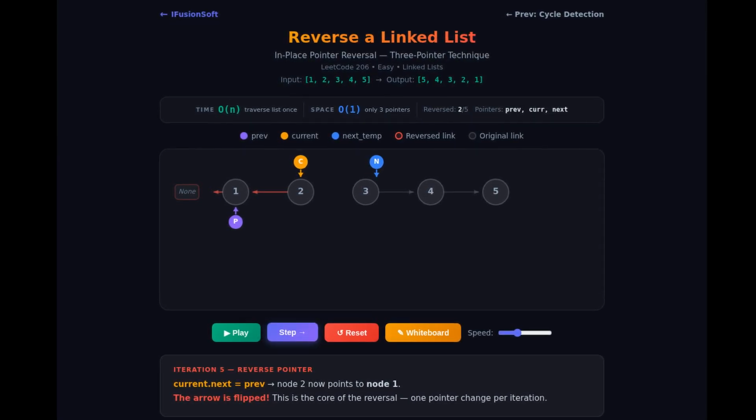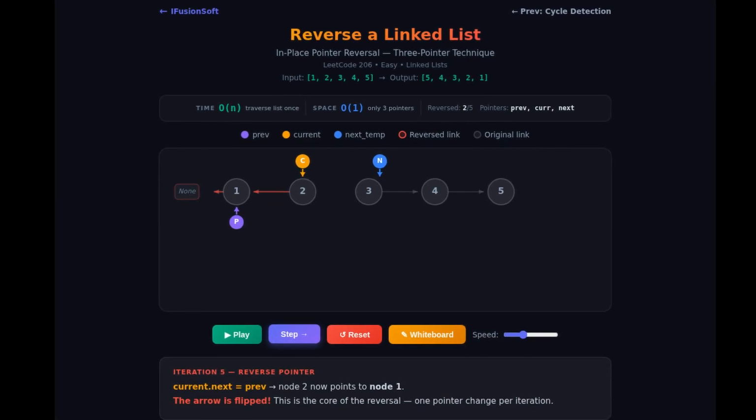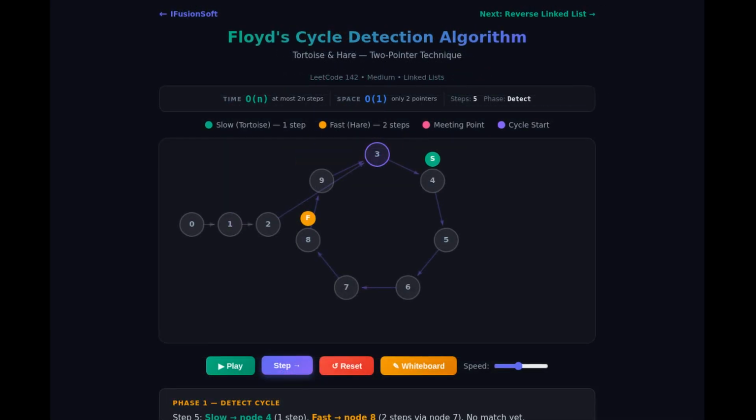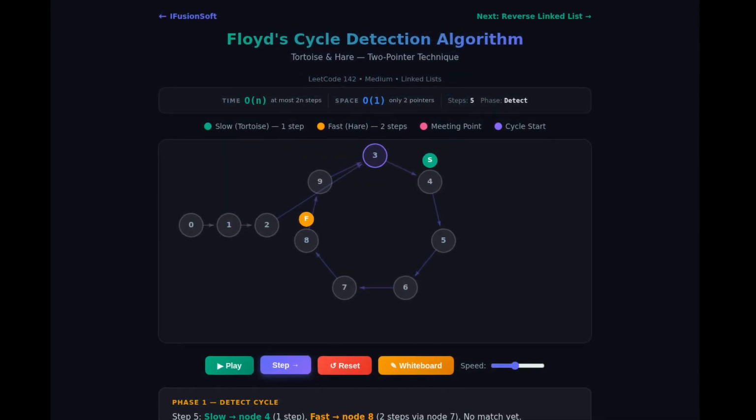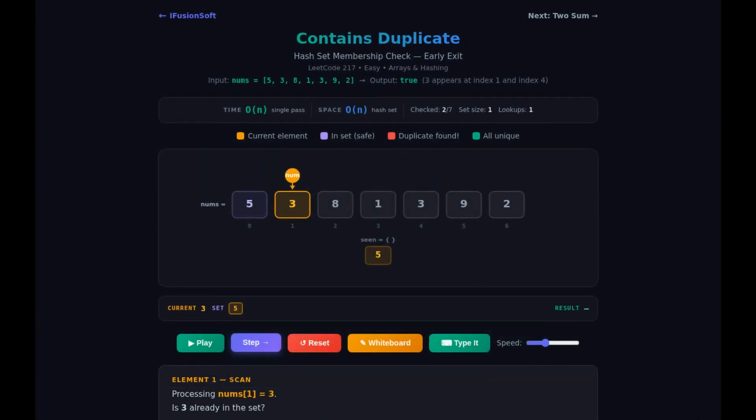There are 35 problems live right now across 8 categories: linked lists, arrays and hashing, trees, two-pointers, sliding window, graphs, tries, and dynamic programming. Over 75 more are on the way, with new problems added every week.